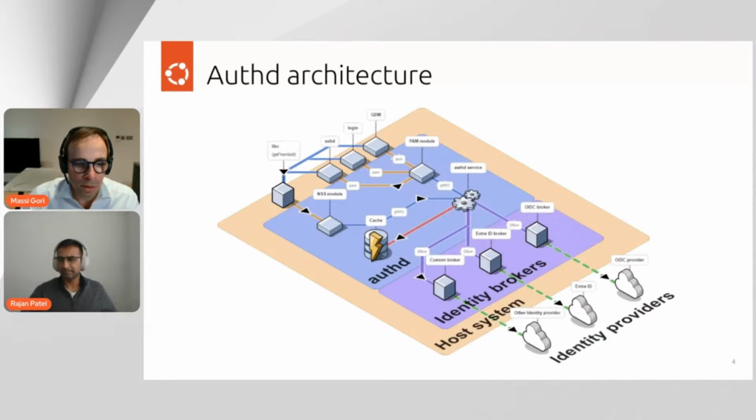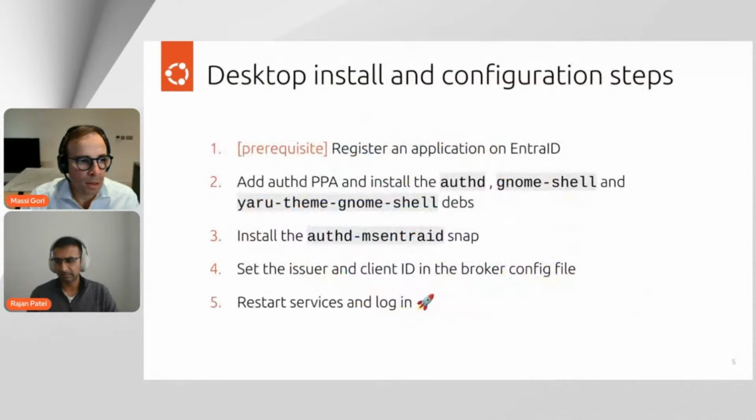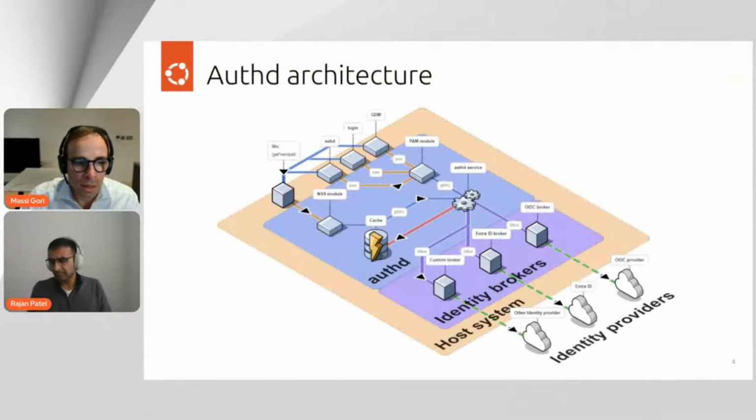So let's now take a look at the Authd architecture. While throughout the presentation we will refer to Authd as a single entity, in reality it's actually made of two different pieces. The first piece is the PPA that interacts with all the different system services like SSHD and PAM and NSS. And in a way, it exposes an API that is consumed over D-Bus by a series of the identity brokers.